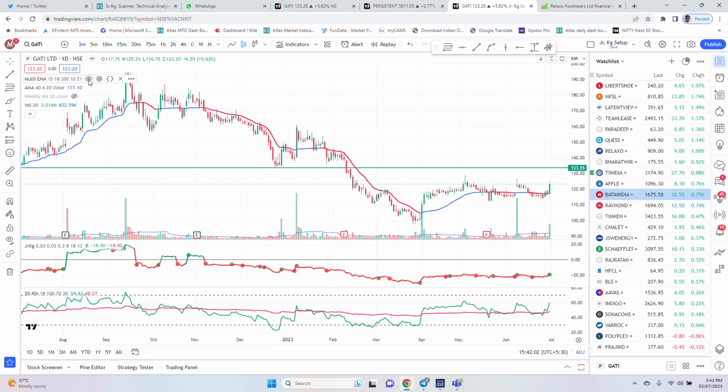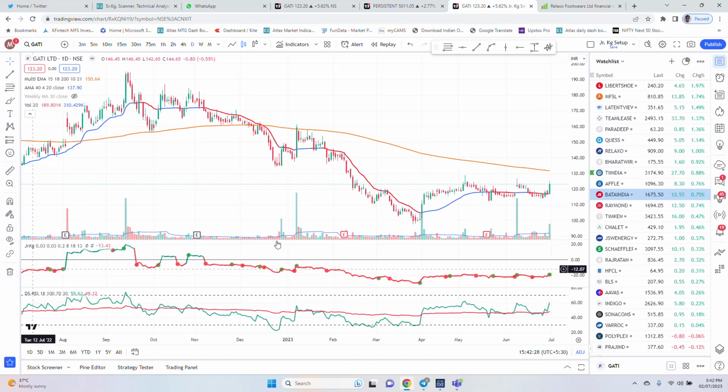So if you see here, when you get a green dot, that is the first indication. The parabolic SAR is telling you the stock is now in a buy zone. So you can put this one into your watch list. Once the price closes above this line, which is this orange line, the 200 EMA, when it decisively closes above this, then this red line will cross above the zero and it will turn green color.